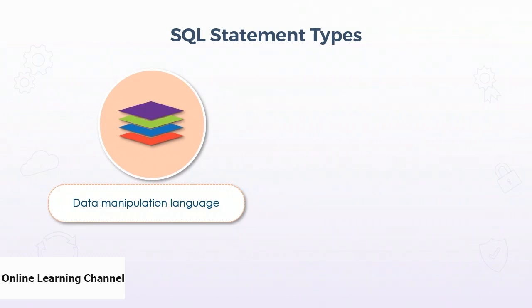DML, or Data Manipulation Language, is the collection of SQL statements that allow you to manipulate records in the database. In other words, they manipulate the data itself. For instance, there's the insert statement, which inserts records, the update statement that updates existing records, the select statement that allows you to read records, and the delete statement that allows you to delete records.